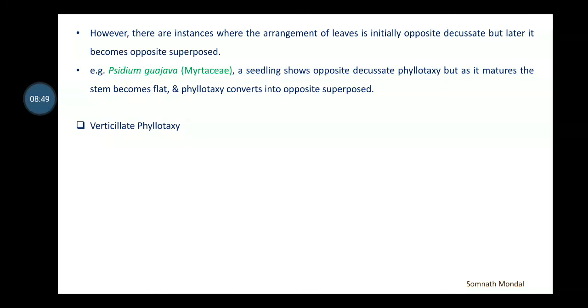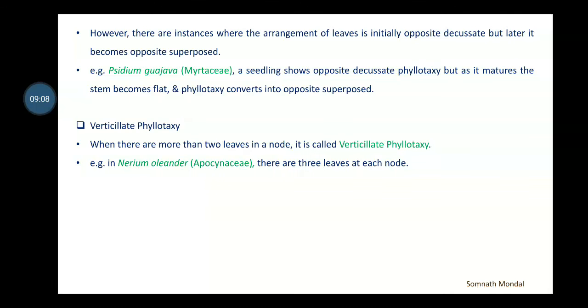Next is the verticillate phyllotaxy. So in case of opposite phyllotaxy, we have seen there are 2 leaves at each node. But what happens if more than 2 leaves are there at each node? Then it is called verticillate phyllotaxy.